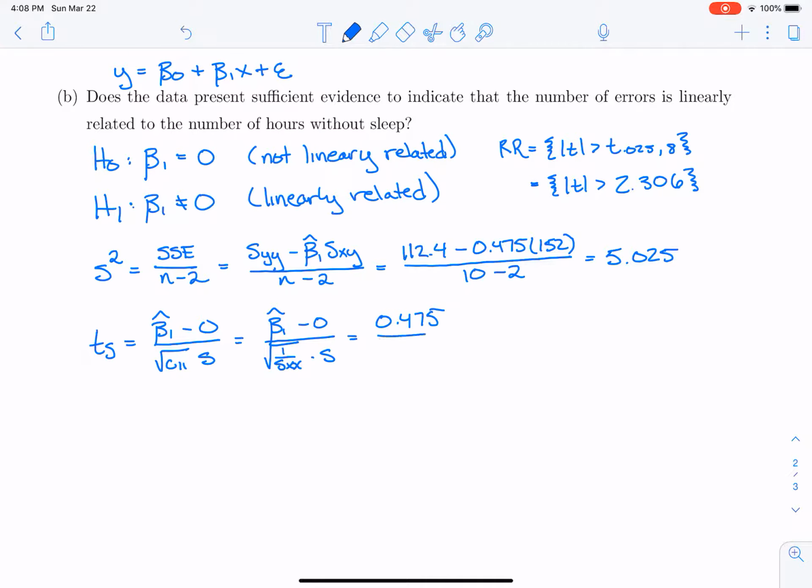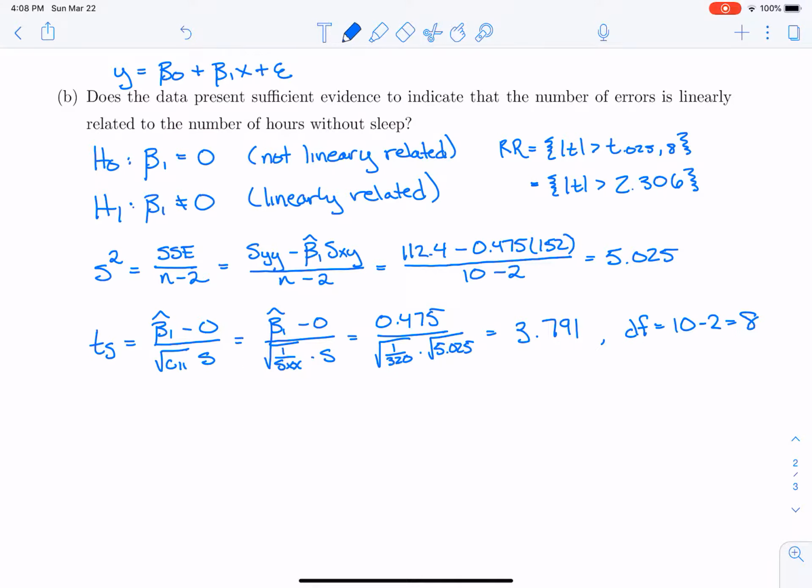So that's 0.475. We're going to divide that by the square root of 1 over 320, because that's S sub XX. And then S is the square root of 5.025. So our t statistic in this case actually is 3.791, and that's going to be for a degrees of freedom of 10 minus 2, which is equal to 8.